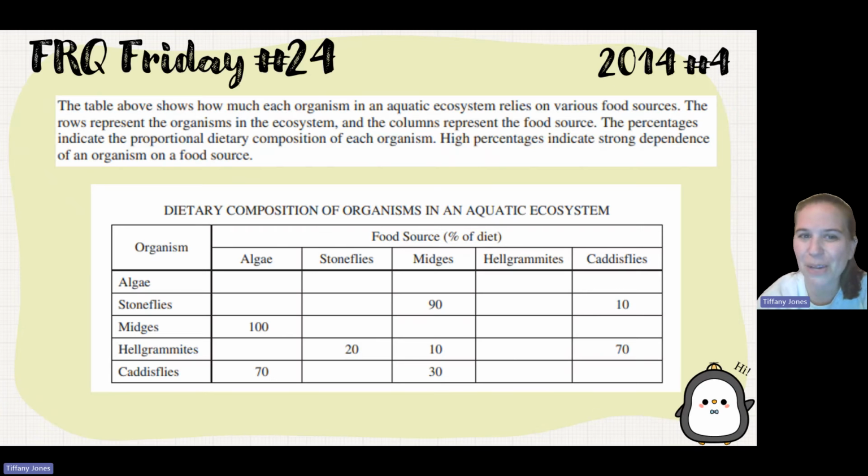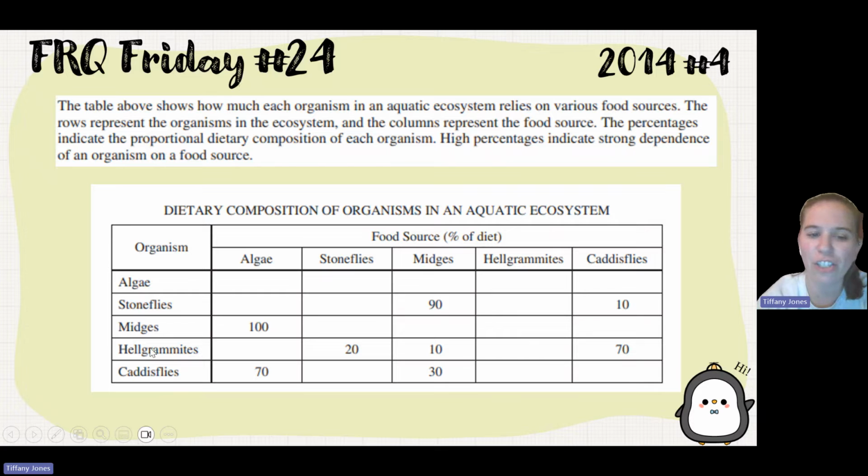The table below shows how much each organism in an aquatic ecosystem relies on various food sources. The rows represent the organisms in the ecosystem, the columns represent the food sources. The percentages indicate the proportional dietary composition of each organism. High percentages indicate strong dependence of an organism on a food source.